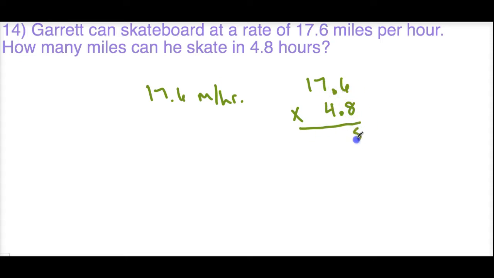And 8 times 6 is 48, 56, 57, 8 times 8. And then I place value. So 4 times 6 is 24. 7 times 4 is 28, 29, 30. 4 times 1 is 4 times plus 3 is 7.